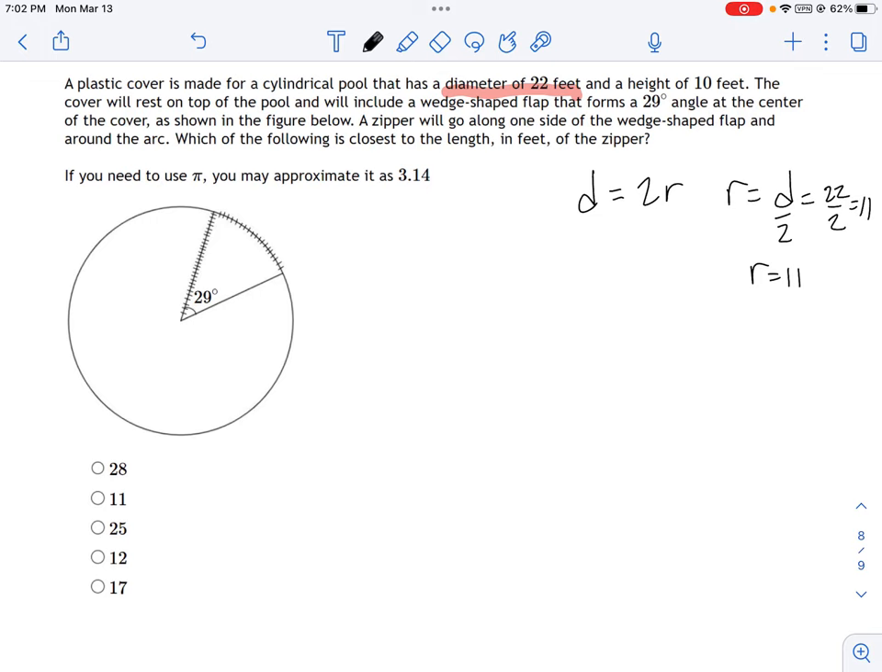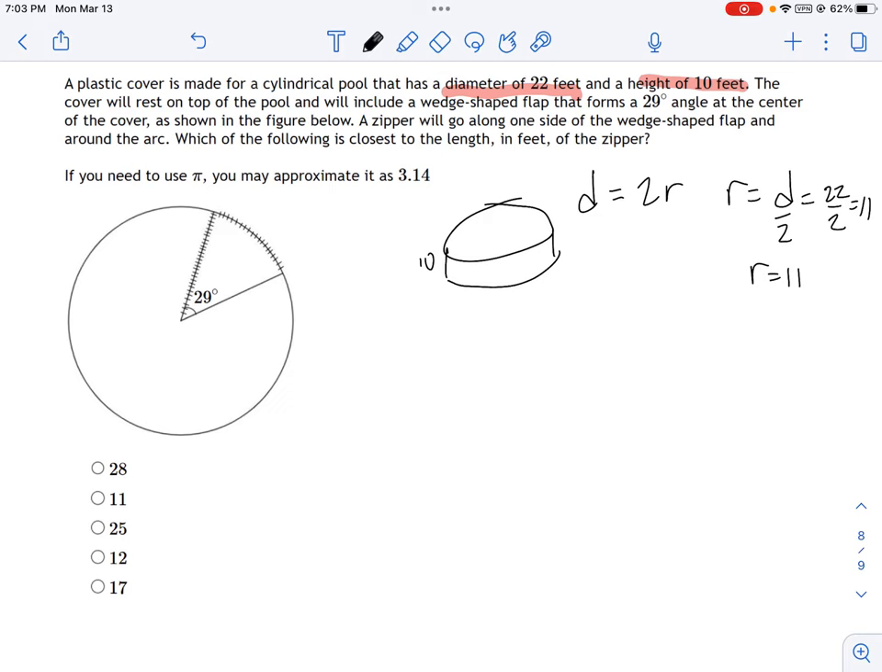Okay? And then we're told that we have a height of 10 feet. So that means that we have a cylinder, and this is a 10-foot height. Might be useful, at the moment we don't know. Then we have a cover on top of this pool, and it will include a wedge-shaped flap that forms a 29-degree angle at the center of the cover as shown in the figure below. A zipper will go along one side of the wedge-shaped flap and around the arc. Which of the following is closest to the length in feet of the zipper?